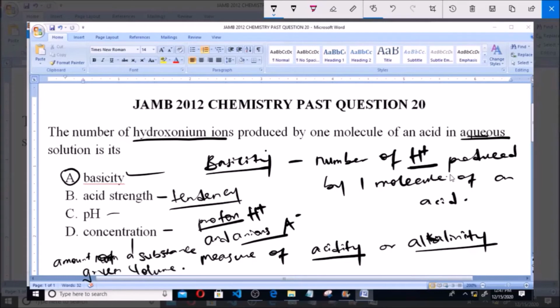So the answer to this question is option A, basicity, that describes the number of hydrogen ions produced by one molecule of an acid, and it is also equivalent to the number of hydronium ions produced by that same acid in an aqueous solution.